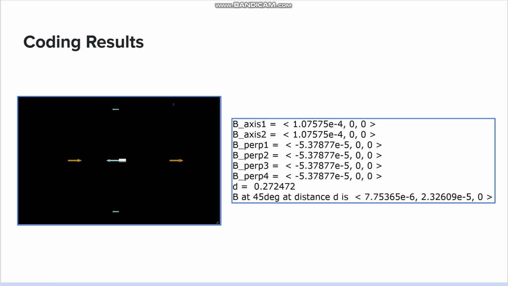Here's the results from my coding. On the left is the image generated by my code, and on the right is the magnetic fields and distances generated by my code. At the bottom is the magnetic field at 45 degrees at distance d.